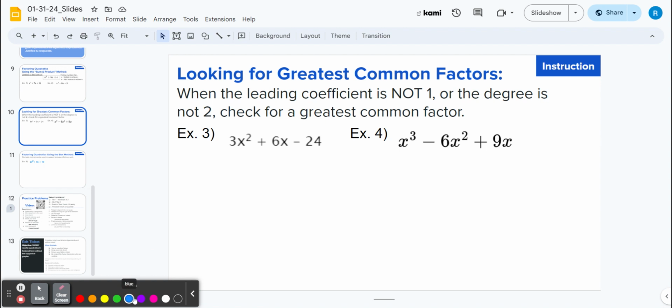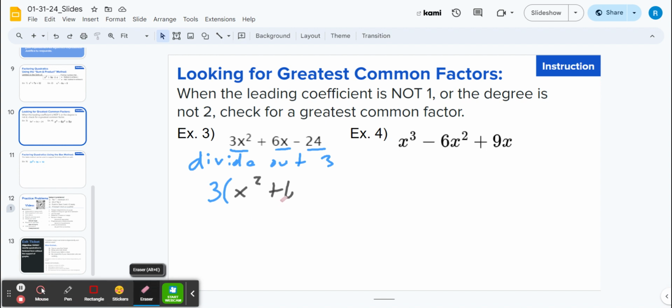If we look at 3x squared, 6x, and negative 24, we can divide out a 3 from all of those terms, right? So let's do that. We get 3, and then we're left over with, let me grab my eraser, if I divide out that 3, we would have x squared plus 2x minus 8. Kind of reverse distributing. If I multiplied back, that 3 would hit all 3 of those terms. And now I have something that I absolutely can get into factored form here.